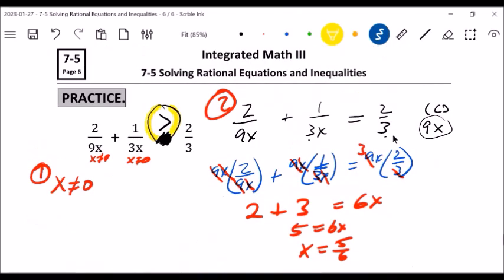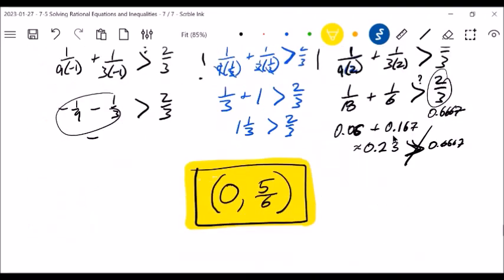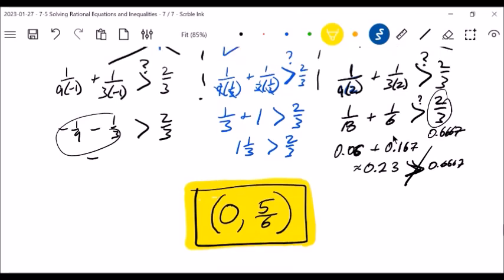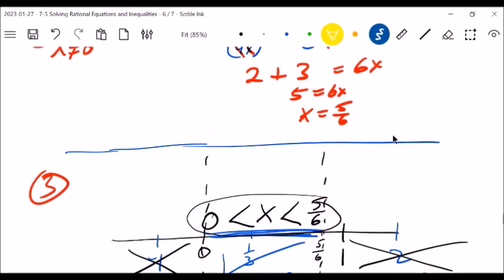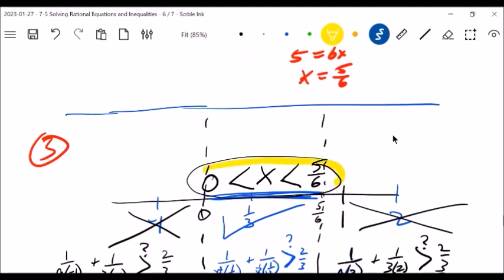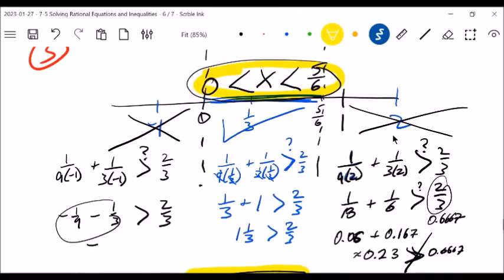If I hadn't switched the sign here, it would have been just like the last problem, because if it was less than, then we would have had negative infinity to 0, and then 5 over 6 out to infinity. But in this case, because it was a greater than, the solution is in between, like this, in between the two barriers.